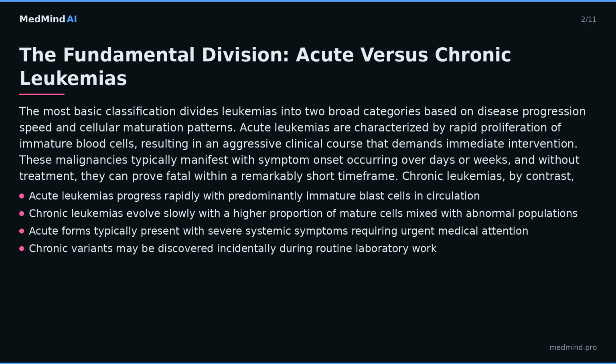Key points: acute leukemias progress rapidly with predominantly immature blast cells in circulation. Chronic leukemias evolve slowly with a higher proportion of mature cells mixed with abnormal populations. Acute forms typically present with severe systemic symptoms requiring urgent medical attention. Chronic variants may be discovered incidentally during routine laboratory work.